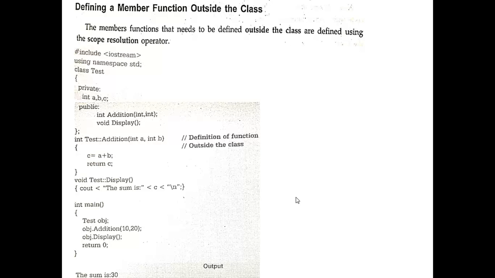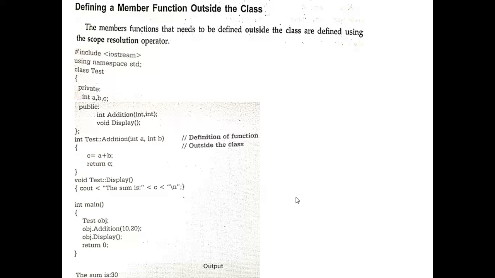Void test, again scope resolution and display, which means the display function is also declared in the test class, and in display we are just displaying the value of c using cout. Now we'll come to the main function. In main, again we have created the object of the test class, that is test obj, and using that obj we are calling the function addition, which is written in the test class.